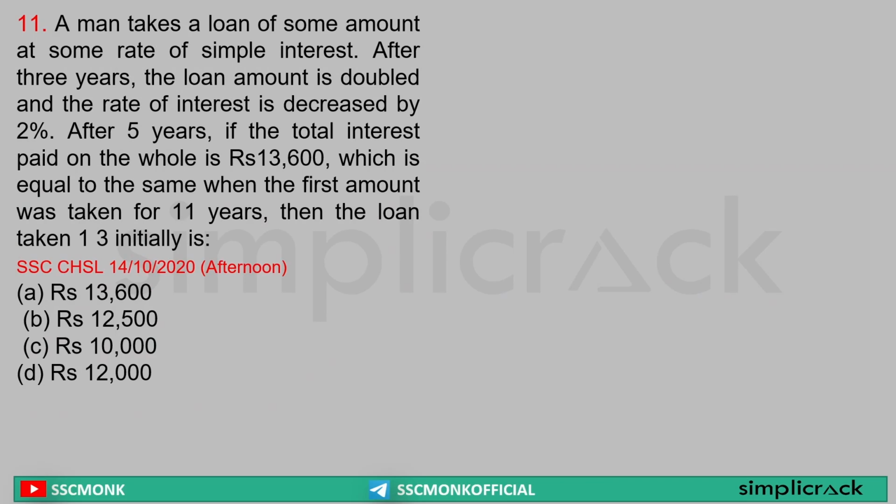Next. A man takes a loan of some amount at the rate of simple interest. After 3 years, the loan amount is doubled. The rate of interest is decreased by 2%. After 5 years, if the total interest paid on the whole is 13,600, which is equal to same when the first amount was taken for 11 years, then the loan taken, I think there is some issue in this. Okay, I will check it and I will correct it in the class note.